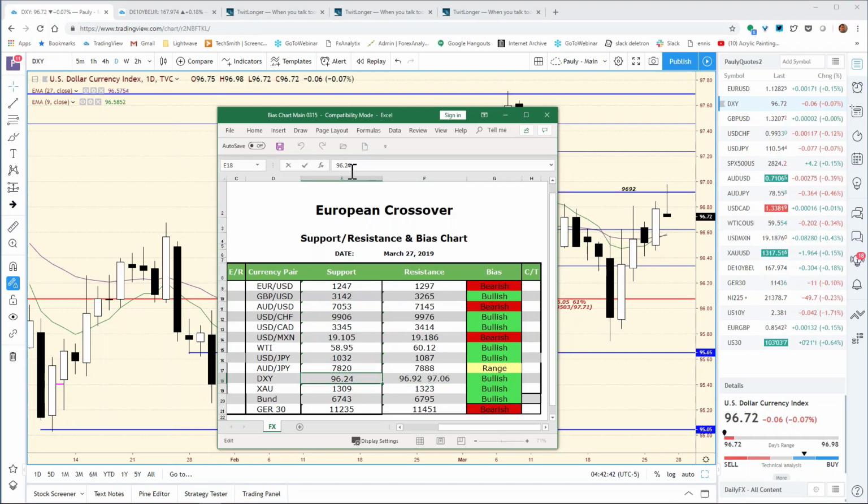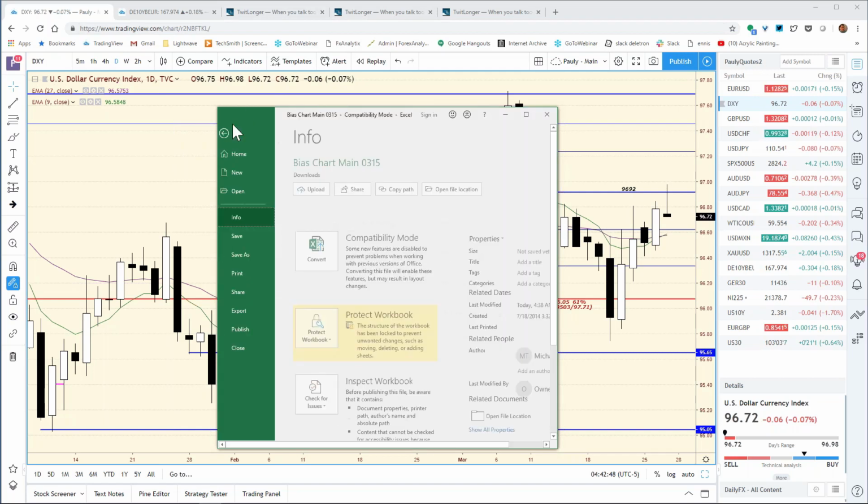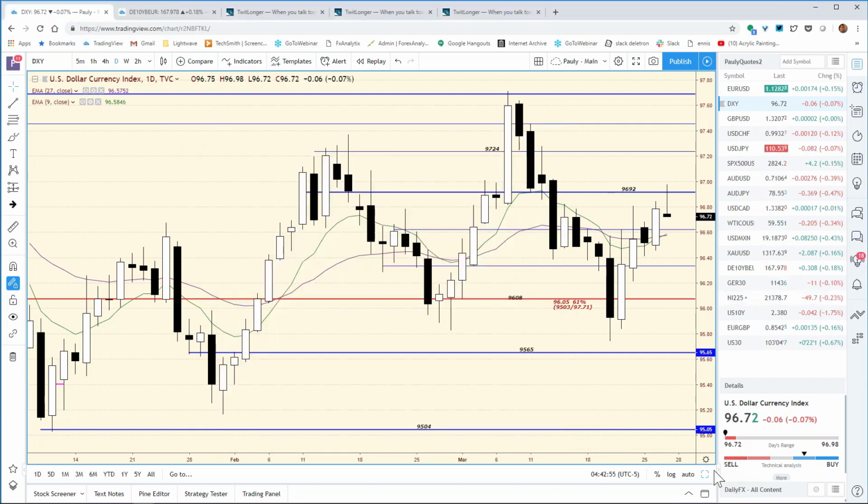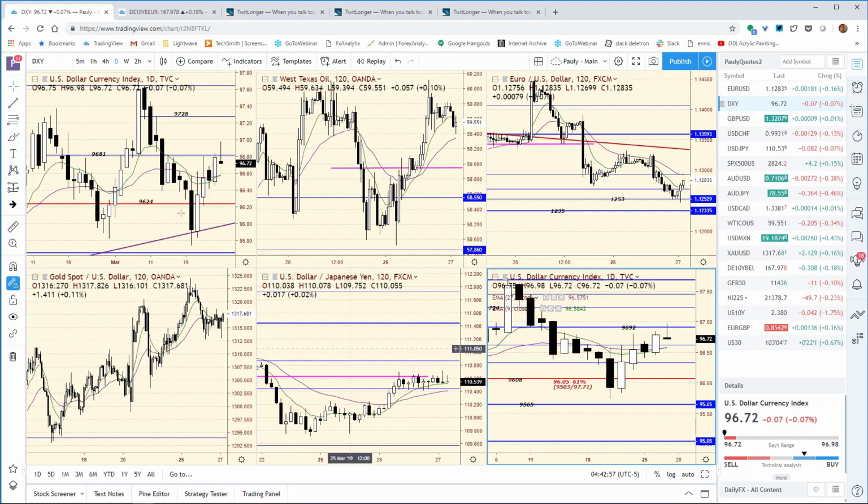Maybe that just a bit higher. With that, let's go and move into the gold market.